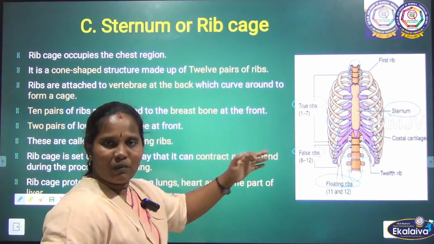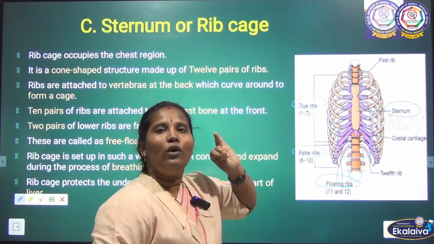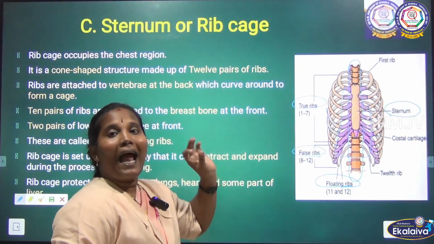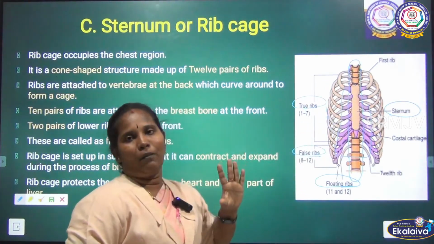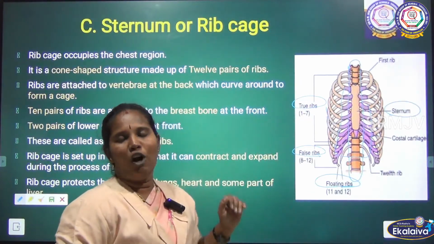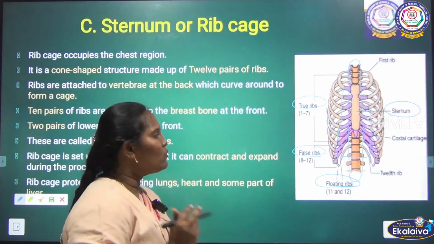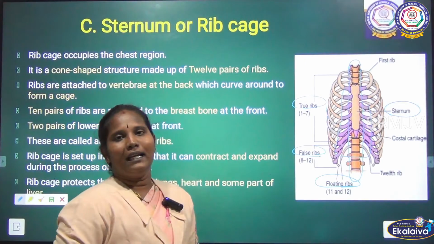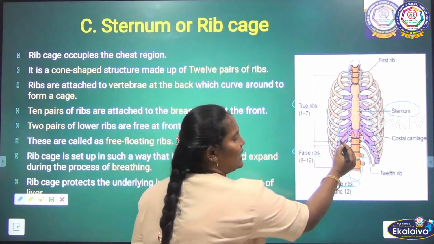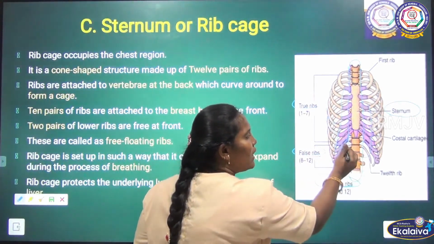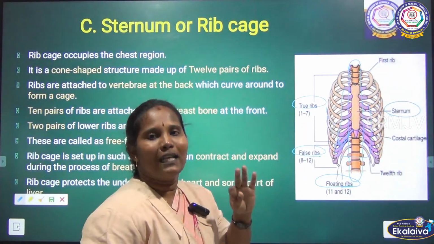Why is it called true ribs, false ribs? See, true ribs are the 1 to 7 rib bones, the separate rib bones attached separately from the vertebral column to the sternum. So these 1 to 7 bones are called true ribs because they are truly attached to both of them. Next one is the 8 to 10 bones. These three bones, 8, 9, 10, are fused together and then joined. We can see here, they are joined together and attached to the sternum. So these three are called the false ribs. Okay.